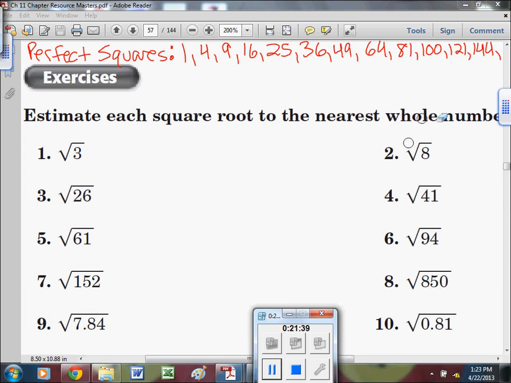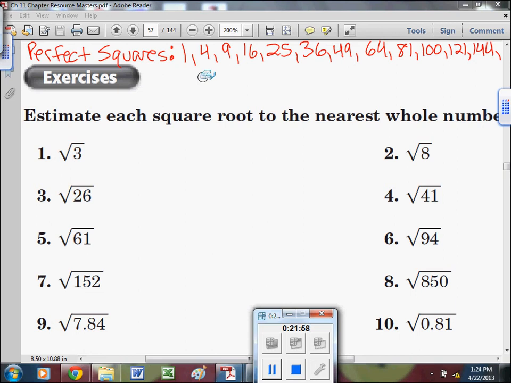So the instructions say estimate each square root to the nearest whole number. That's what it says. So first, we're going to go ahead and make a ballpark figure. So take a look, guys. Square root of 3. Well, that's going to fall in here somewhere. We know the square root of 1 is 1. We know the square root of 4 is 2. So the square root of 3 is right in between those. And you'll notice the square root of 3 is a little bit closer.